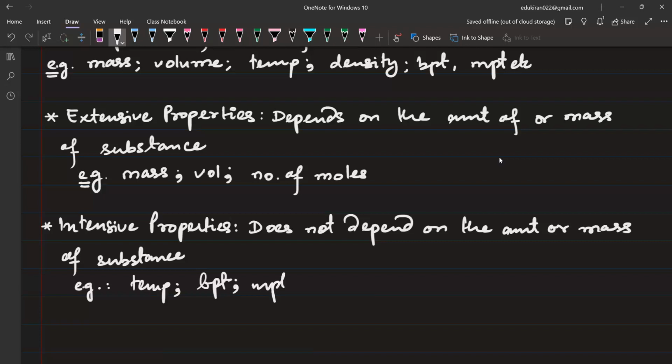Similarly, you have melting point. It is also an intensive property. Density. Density of water is the same, no matter if you take 1000 kg or 1 gram. So these are some examples of intensive property.